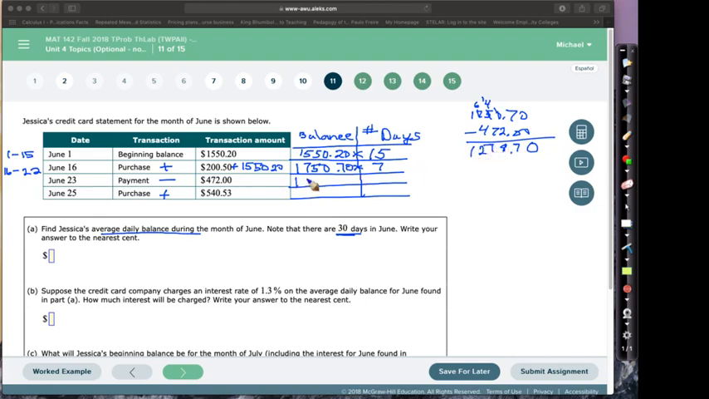So the balance is now 1,278.70, and that's going to be from the 23rd to the 24th, 23, 24, 2 days. So that gets multiplied by 2. And we just barely got it cleared off, and we go by something new. So that's from June 25th until the 30th, right? If it was a month with 31 days, it'd be down to 31, but it's not. 25, 26, 27, 28, 29, 30. I count 6 days.